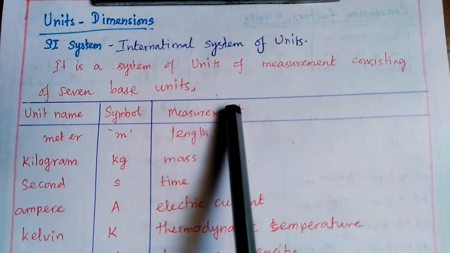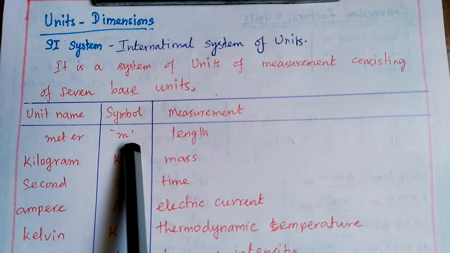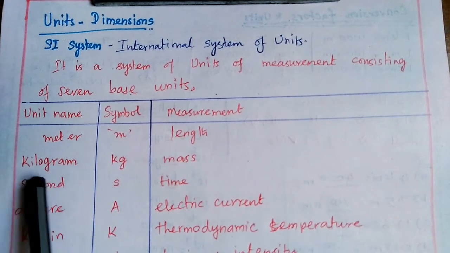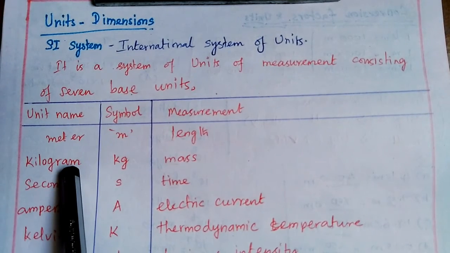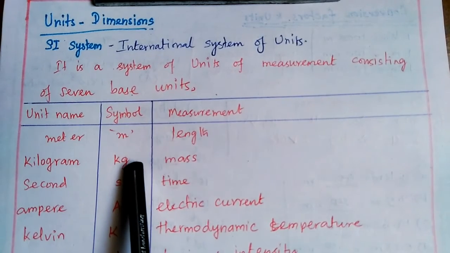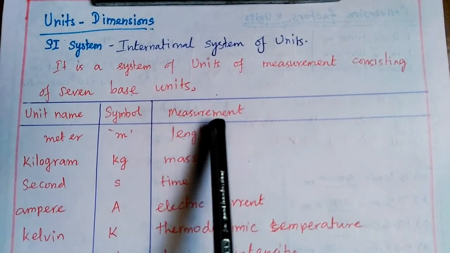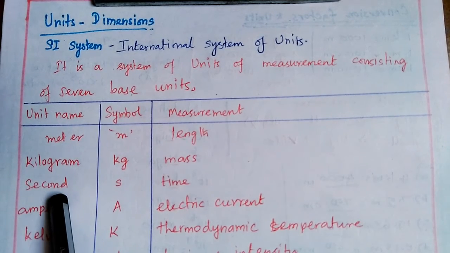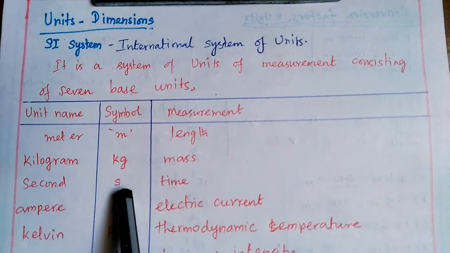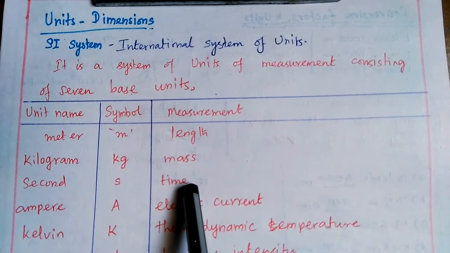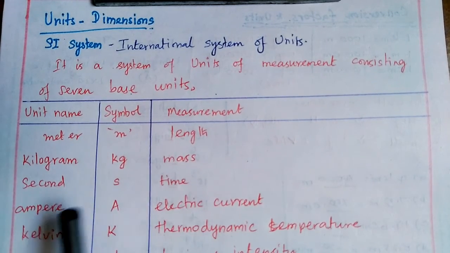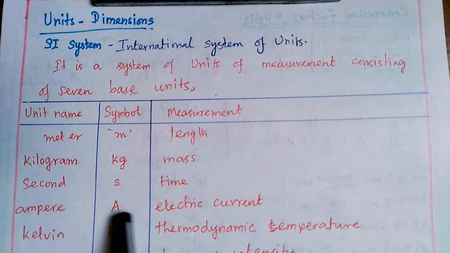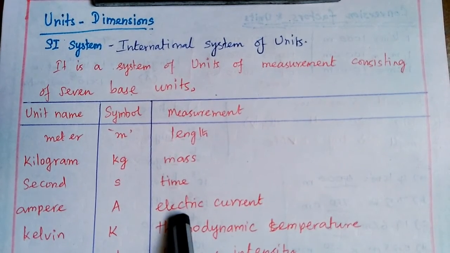As I already told you, for the measurement of length, the symbol is small m and the unit name is meter. Kilogram is the unit name and the symbol is kg, used for the measurement of mass, that is weight. Second is the unit name and the symbol is small s, for the measurement of time. And ampere is the unit name and capital A is the symbol for measuring electric current.